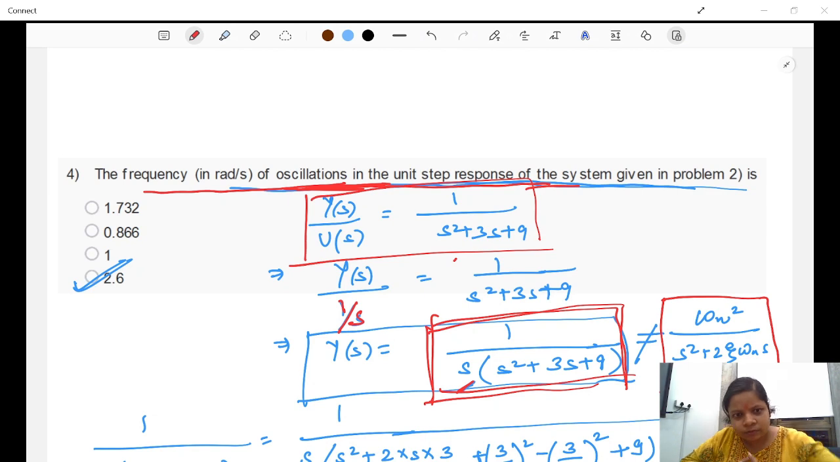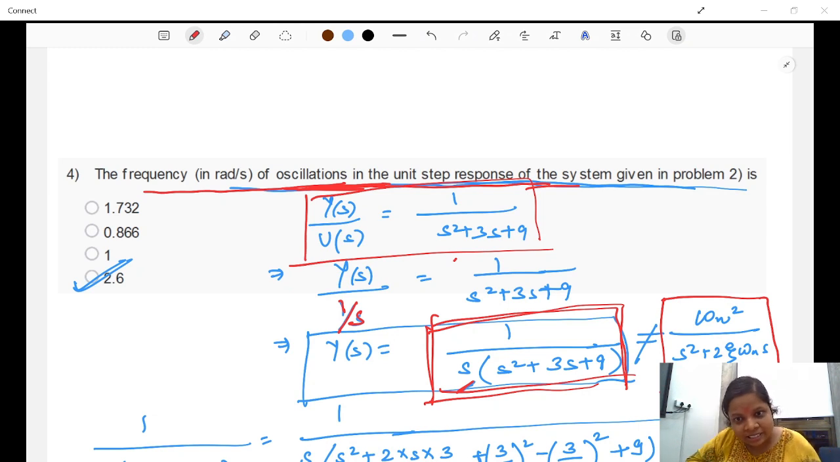Ma'am, then can we calculate omega d for this question? Omega d, because it is the angular frequency at which the system tends to oscillate. So it is the damped natural frequency only. It is a way of representation only. Omega d is omega n times the square root of 1 minus zeta square. You won't be able to calculate that here, so it is the damped natural frequency.